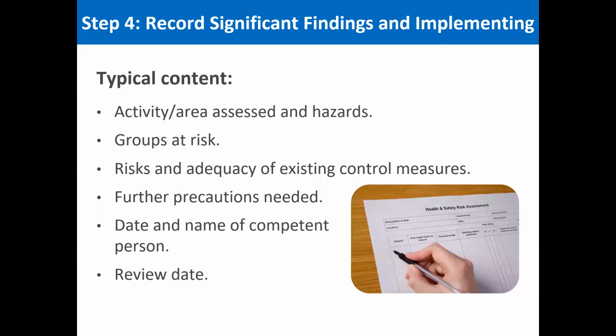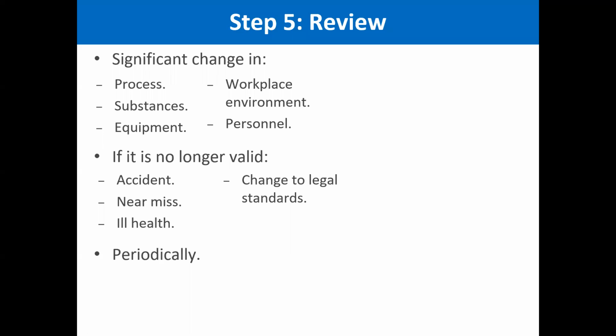Now, step number 4 is to record the significant findings and implement them. So usually what do you record in a risk assessment form? You record the activity or the area that you assessed. You record the groups of people who are at risk. You record the adequacy of existing controls. You also need to record the further precautions needed, the date and name of the competent person, and you also need to give it a review date as well.